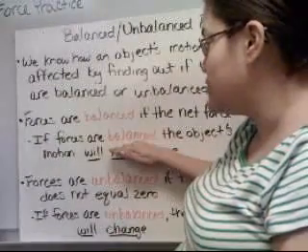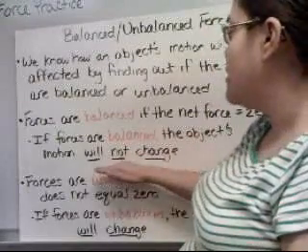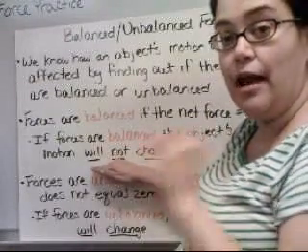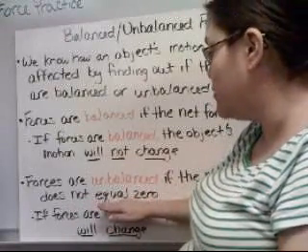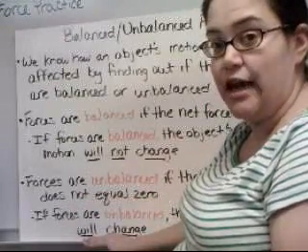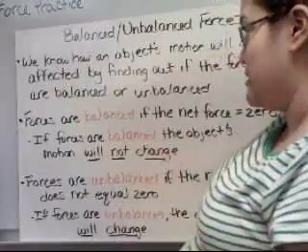So balanced forces, where your net force equals 0, means the motion stays the same. Nothing happens. Unbalanced forces, where the net force does not equal 0, means that something's going to change. And we'll get to calculating that in just a minute.